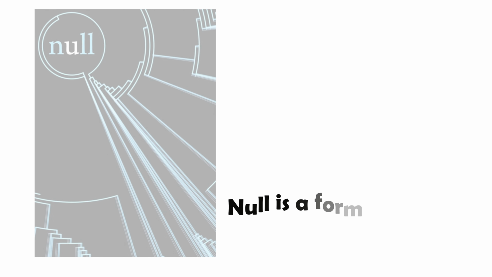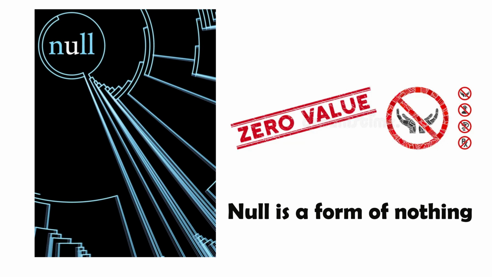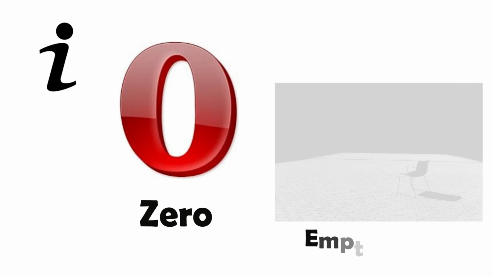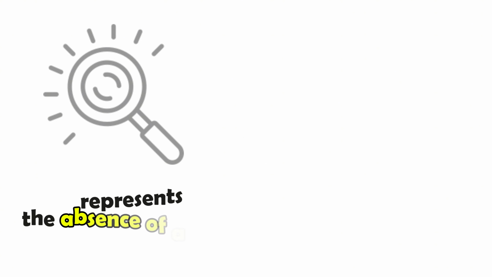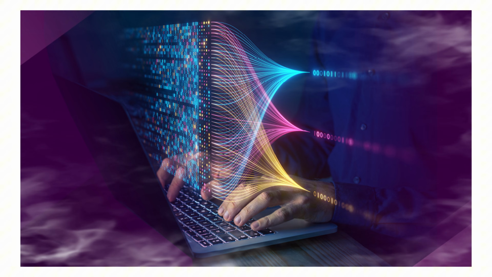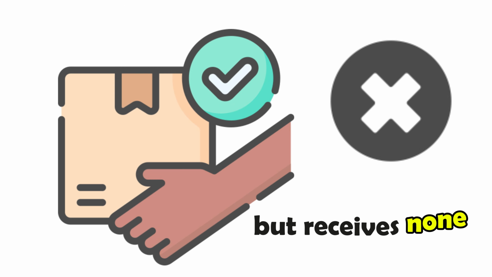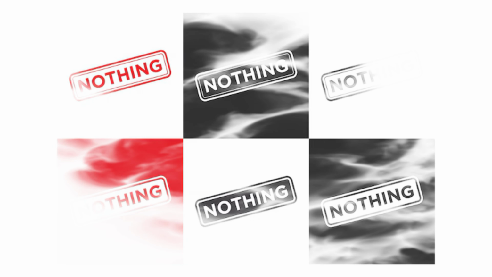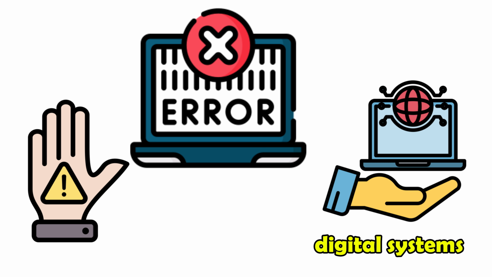Null. Null is a form of nothing used in computing and logic. It does not mean zero or empty space, but instead represents the absence of a value. When a computer program expects information but receives none, it may assign a null value to show that nothing has been provided yet. This type of nothing is important for organizing data and preventing errors in digital systems.